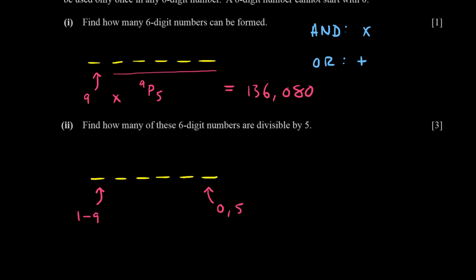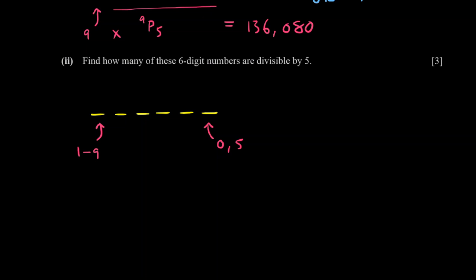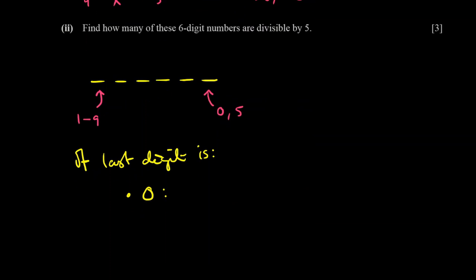The way I prefer to handle this is to think about two different cases, right? I'm going to think about the case where the last digit is 0 and also the case where the last digit is 5. So let me try to explain what I mean. I'm going to write this down. If the last digit is 0, how many ways can I choose that last digit? Well, there's only one way: I choose 0. That's one way.